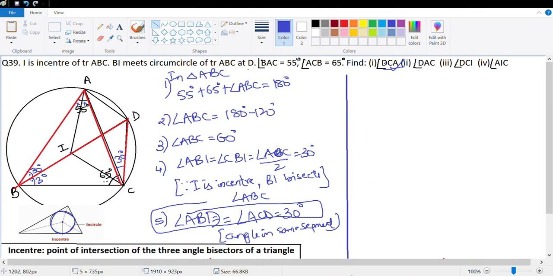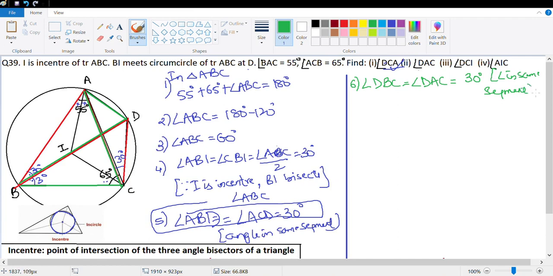If we can still get any other angle in the same segment, angle CBD and angle CAD would also be the same for the same reason, angles in the same segment. Here this is CBD, and CAD would be the angle in the same segment. Let's write that down. Number 6, angle DBC is equal to angle DAC is equal to 30 degrees. Again, angles in the same segment. So that's the second part of the question, which is also done.